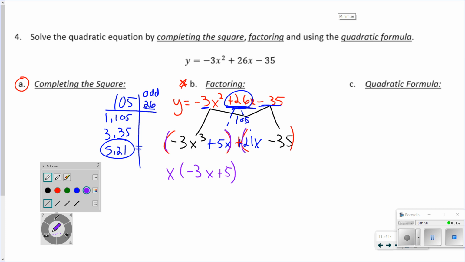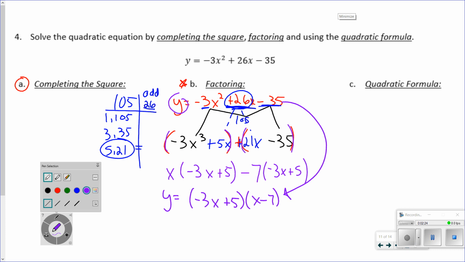GCF in our second set of parentheses is a 7, and I need a plus or minus in front of the 7. So to determine which one I'm going to use, I need my second parentheses here to match what I had in my first parentheses, meaning I need to have a negative 3x plus 5. So to make that work, I need to have a negative 7 there. So my final two factors then are a negative 3x plus 5 times an x minus 7, and y equals that. So we've converted from standard form to factored form.